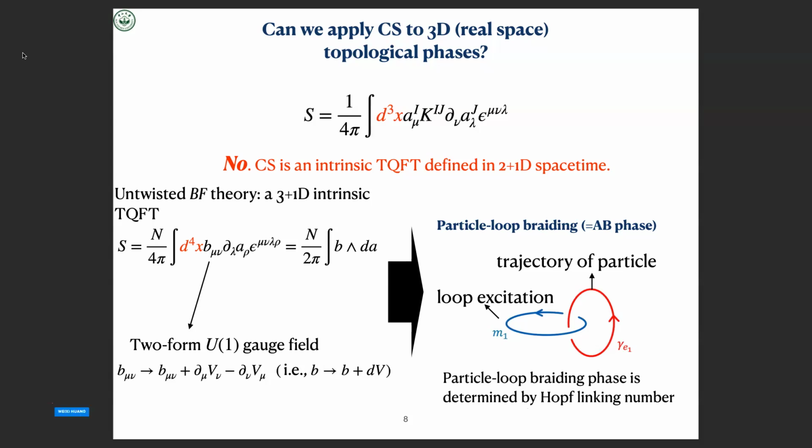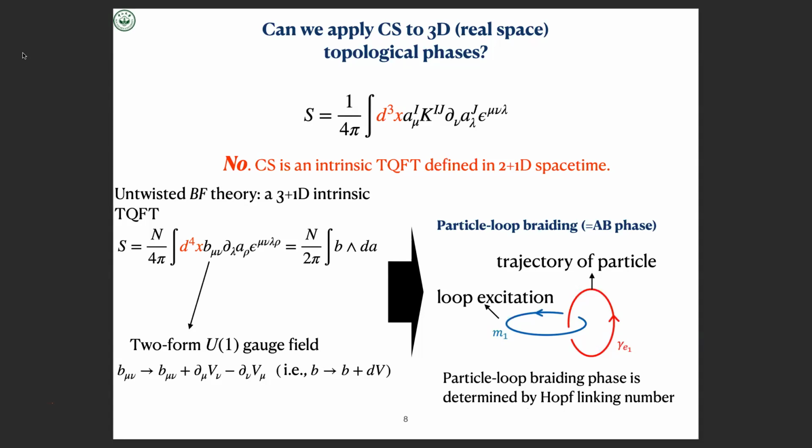Because intrinsic 3+1D TQFT is a so-called BF theory. This theory is the simplest TQFT in 3+1D. Here the B is a two-form U(1) gauge field. So here B carries two Lorentz indices. So here are 1, 2, 3, 4, so 4 indices. We use this 4-form anti-symmetric tensor to contract all the mu, nu, lambda, rho together. Then we end up with a scalar action.